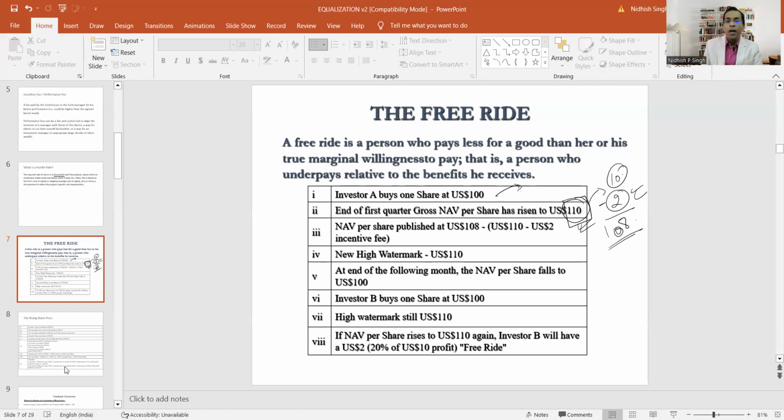Now, at this high watermark, because at this number the incentive fee is paid, there will be another investor who would like to enter. But before that, the NAV falls to 100. So when it is 100, another investor, B, enters the fund. Remember, what is the high watermark? That is set at 110. Investor B enters at 100. What happens next? Again, the fund performs well, and the NAV reaches its old level, 110.